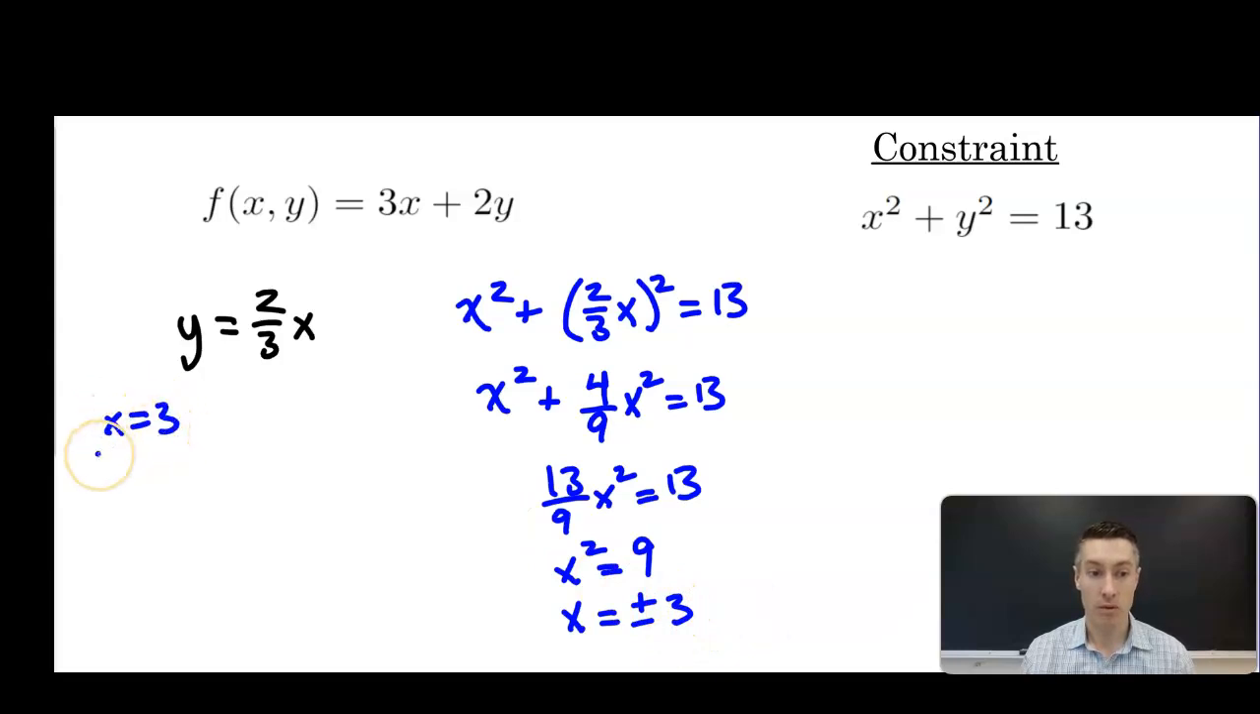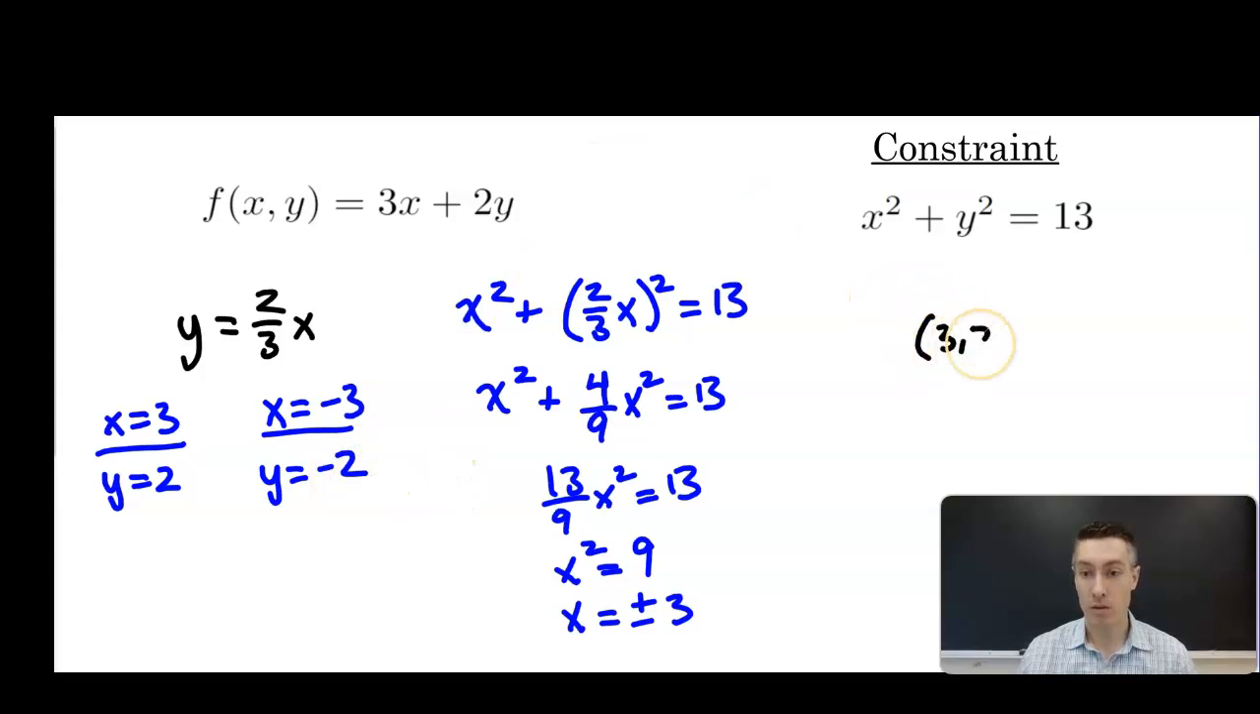So if x equals 3, that means y equals 2. x equals negative 3, y equals negative 2. So our critical points are (3, 2) and (negative 3, negative 2). So those are points on the constraint curve that potentially maximize or minimize our function.